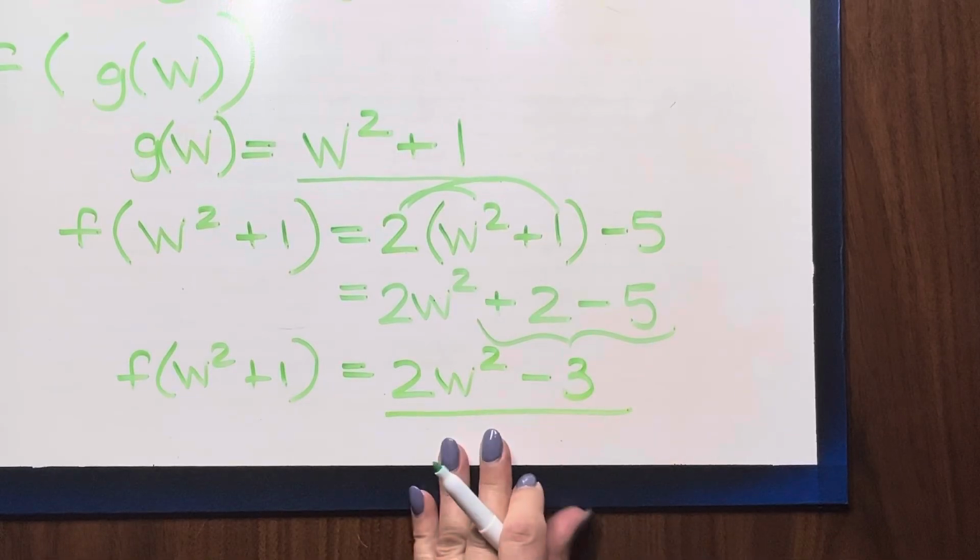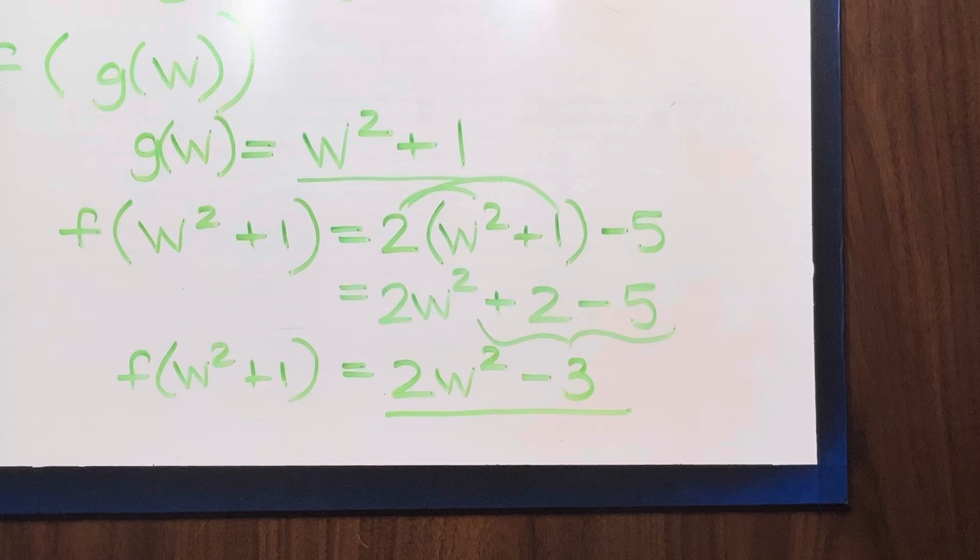And this would be my answer. It's not a number. It's still going to have that variable in there. Those are some examples of how you can evaluate composite functions.